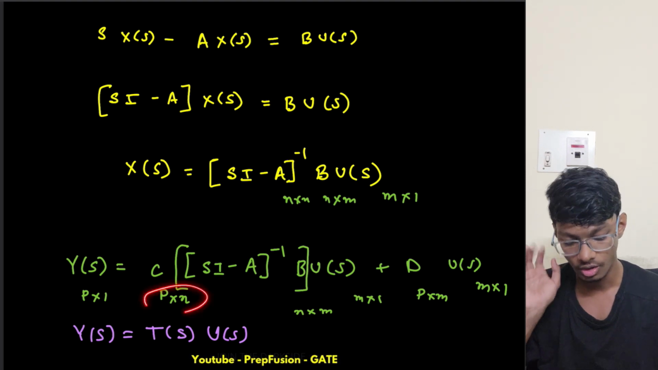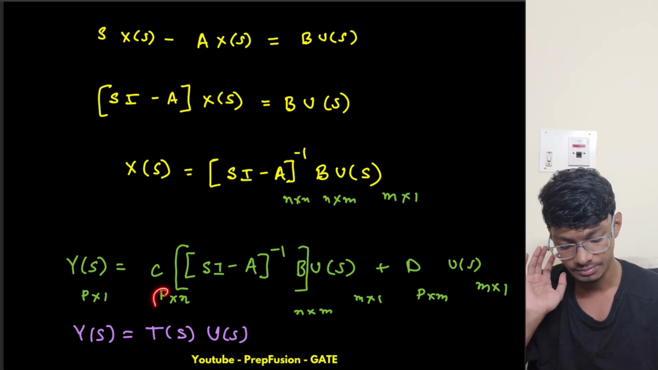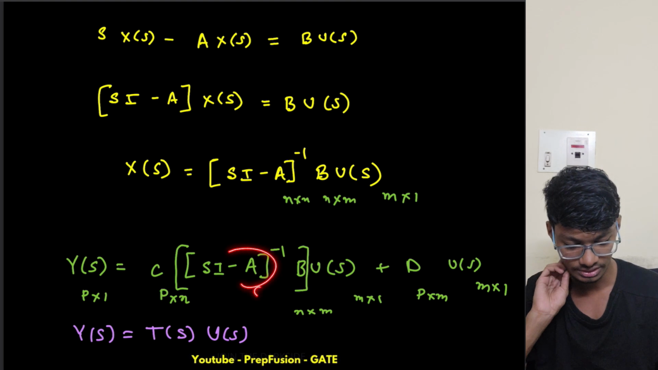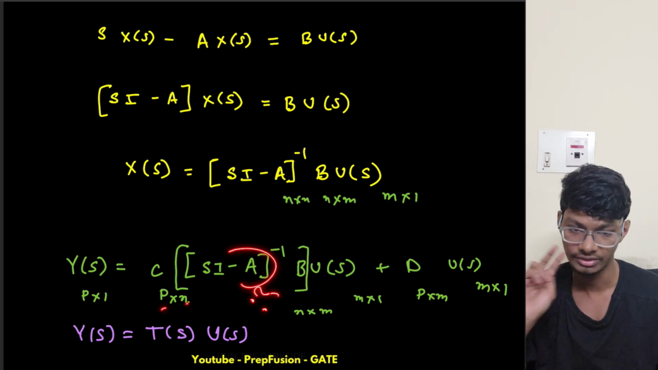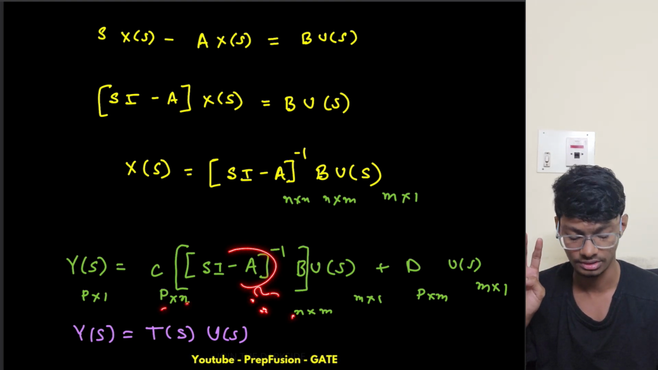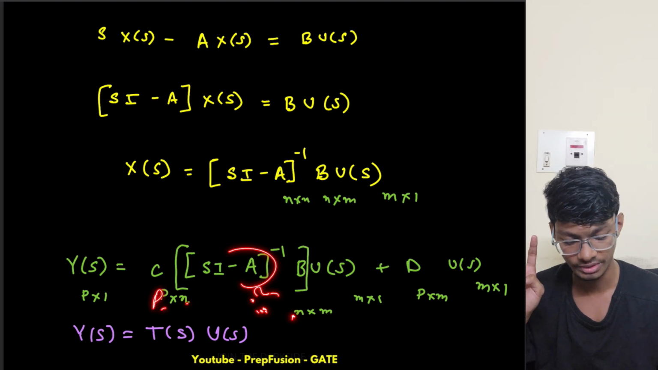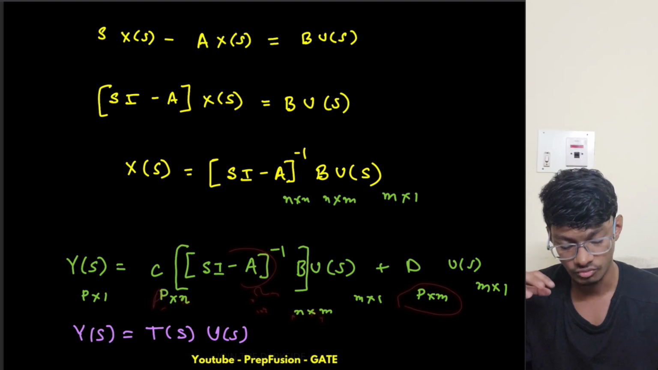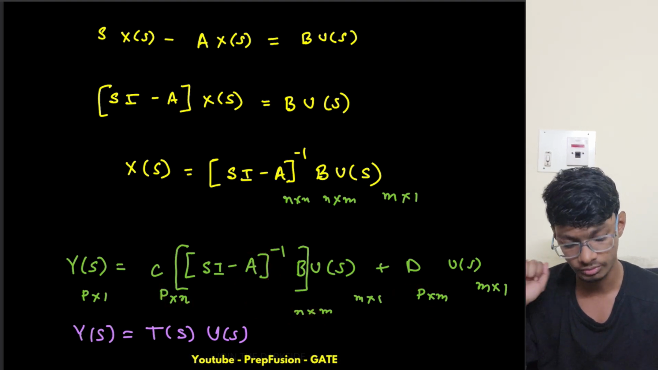Then we found the orders, right? So what is the order? The order is p cross n here, and the order of this one is n cross n. So n cancels, we are left with p cross n only, and here also n cross n, n cancels, and we are left with p cross m. So the order is p cross m here, right? And here also the order is p cross m. So what will be the order of the transfer function? It will be p cross m only.